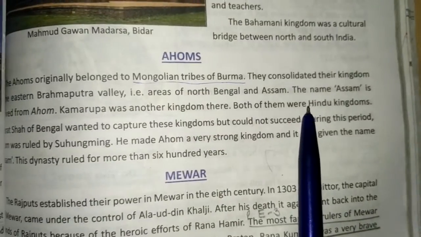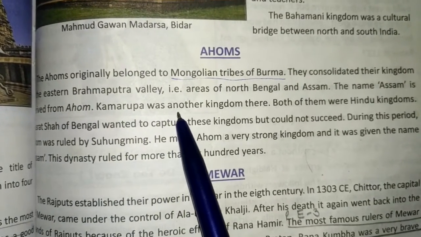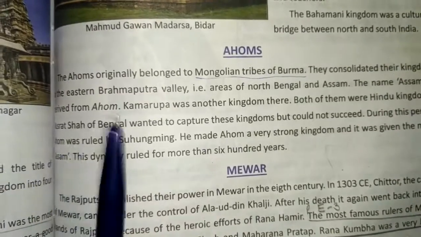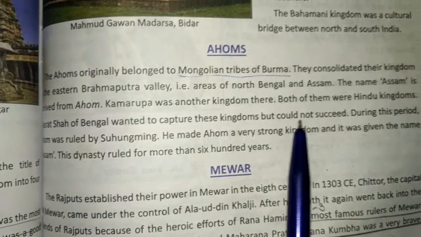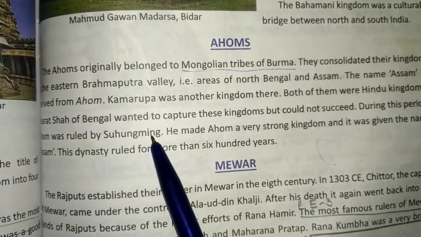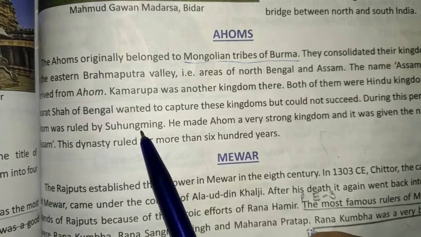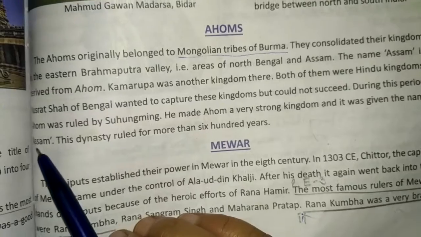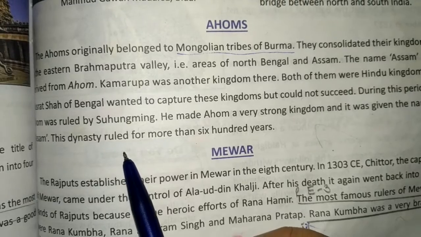The name Assam is derived from Ahom. Kamrupa was another kingdom there. Both of them were Hindu kingdoms. Nusrat Shah of Bengal wanted to capture these kingdoms but could not succeed. During this period, the Ahom Empire was ruled by Suhung Ming, a very important name. He made Ahom a very strong kingdom, and it was given the name Assam. This dynasty ruled for more than 600 years.